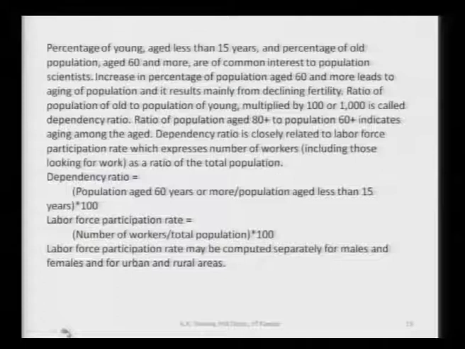Ratio of population of old to population of young multiplied by 100, sometimes by 1000, is called dependency ratio. Ratio of population aged 80 plus to population 60 plus indicates aging among the aged. Earlier we were talking only of aging. Now, in the context of Western countries, where life expectancy has gone up and fertility has declined, not only proportion of old population has increased, old population is living more. So, there is a process of aging among the aged. This aging among the aged is reflected by increase in proportion aged 80 plus to population 60 plus.